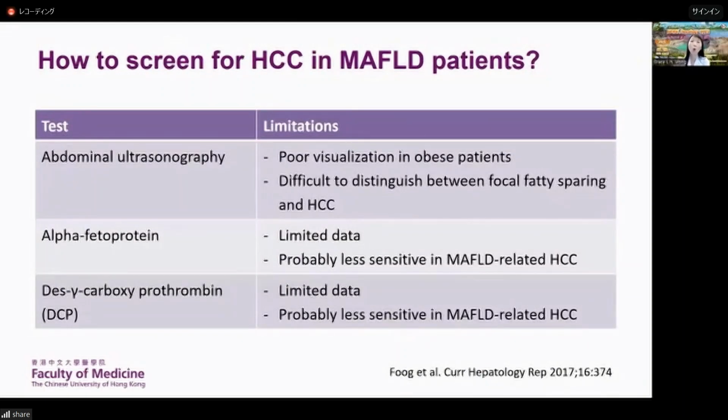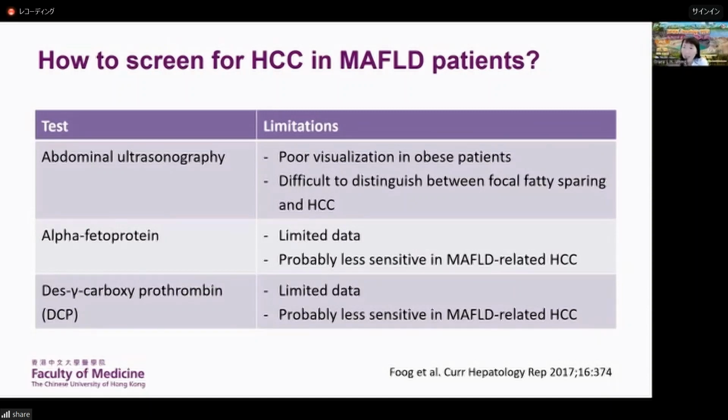Okay, now we know who we should screen for, but how? What would be the screening tool? We can use something that is existingly available, transabdominal ultrasound, but we have to bear in mind that because the liver is very fatty, the person may be very fat, with a lot of subcutaneous fat, we have to bear in mind the limitation of poor visualization, especially of the deeper part of the liver parenchyma or some hidden areas.